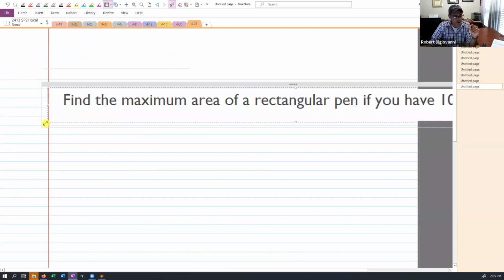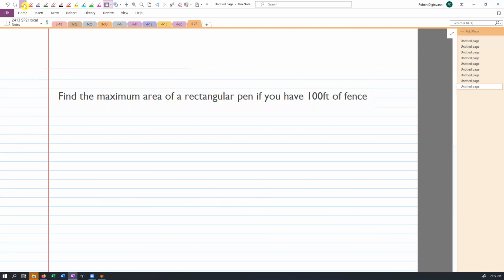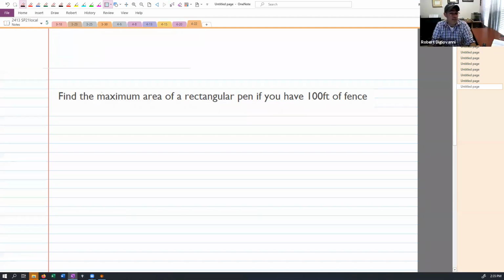Okay, so this is the way the problem would appear. That's it, just like that. Find the maximum area of a rectangular pen if you only have 100 feet of fence. I would guess, wouldn't that be 25? What's that? Would it be 25? Well, I don't know, maybe. It might be, but we have to show it. We have to prove it. We have to use math.